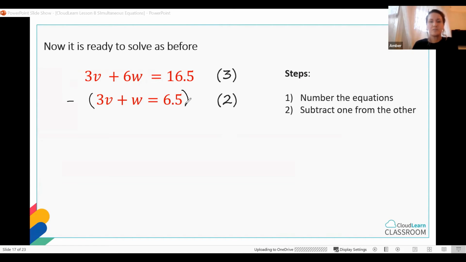Why have I chosen to subtract? Well, because we've got 3v and 3v, they've got the same sign. So that means they need to be subtracted. So 3v minus 3v is nothing. That one goes away. I've eliminated v. 6w minus 1w is 5w. And then 16.5 minus 6.5 is just 10. So we can see now that 1 pail of water costs £2.